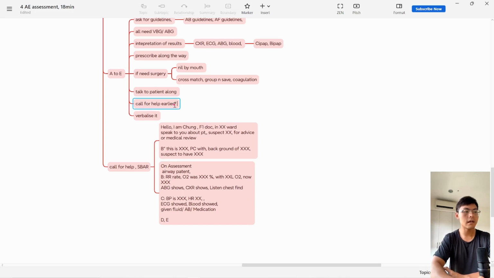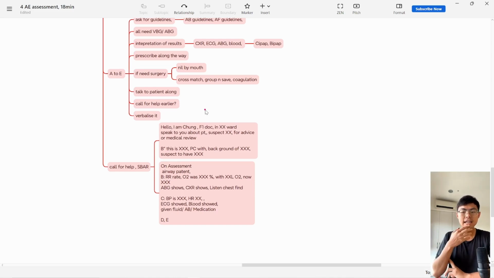And I wrote call for help earlier. This is the part I'm not very sure about because some people say it differently. So for example, if a patient has an upper GI bleed, okay, he is vomiting lots and lots of blood, his blood pressure is 90/60. At that time, should you call for help or should you do D or E to finish the ABCDE assessment and then call for help?